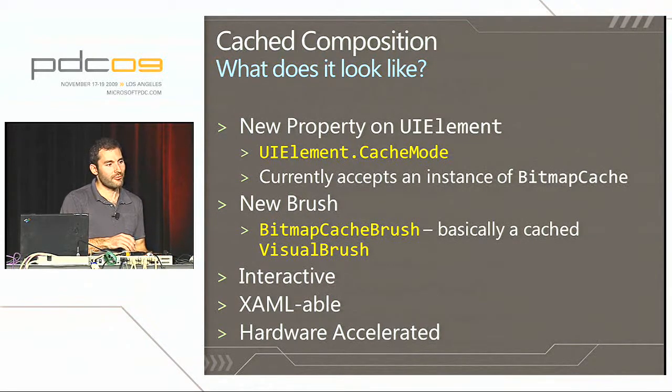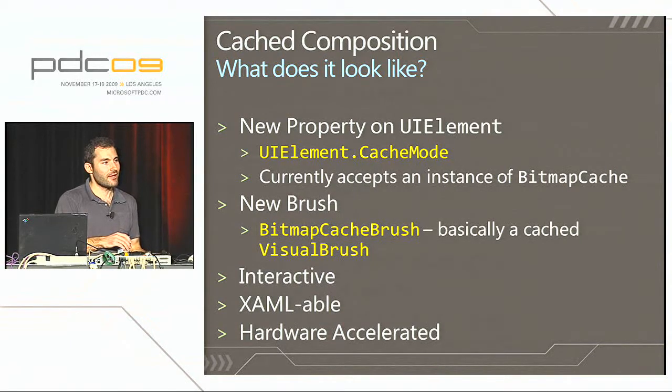We've also added a brush, and Silverlight doesn't have this brush. It's called the bitmap cache brush. It's basically a cached visual brush. So it's like a visual brush that has its own bitmap cache. If you target it at a visual that already has a cache, then the bitmap cache brush will actually use the cache on the target.